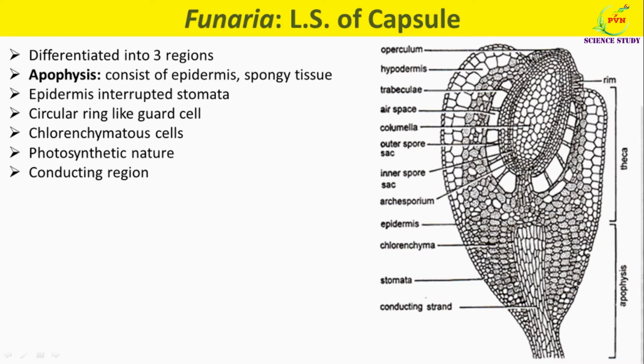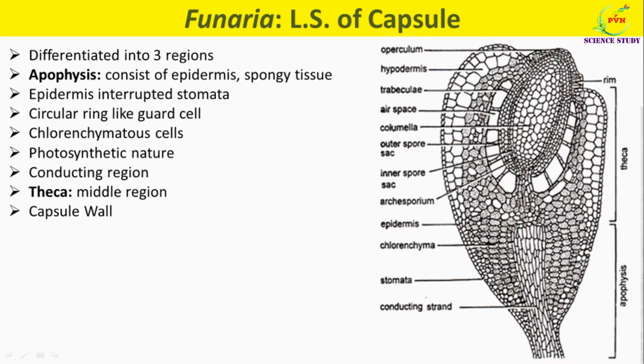Next to chlorenchyma is conducting region. Conducting region is the central region of apophysis. This region is composed of elongated colorless cells, and the main function is conduction of water and minerals and food material. Next to apophysis is theca region. Theca is the middle region of the capsule.